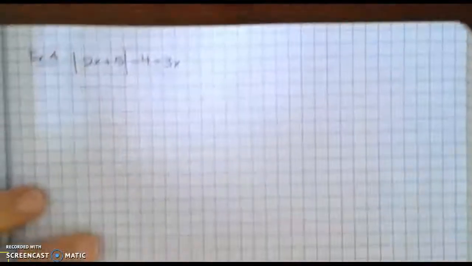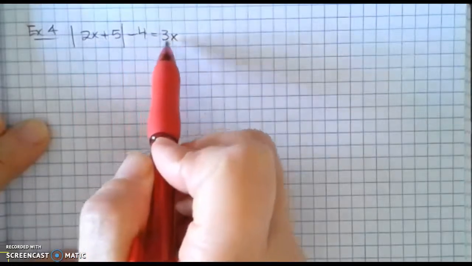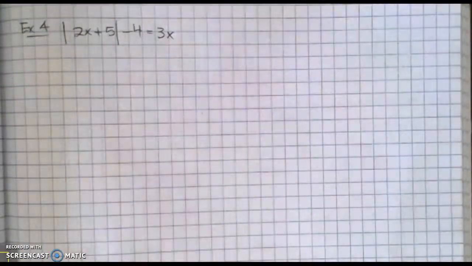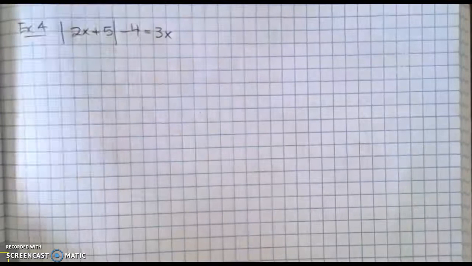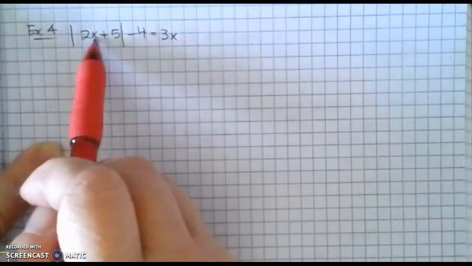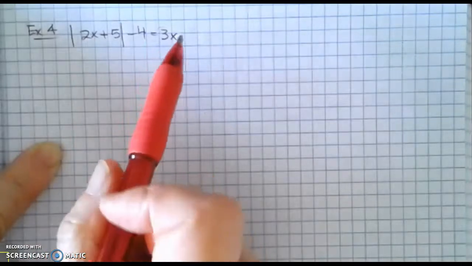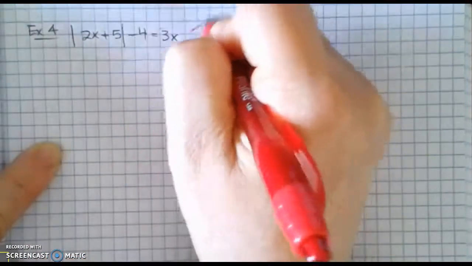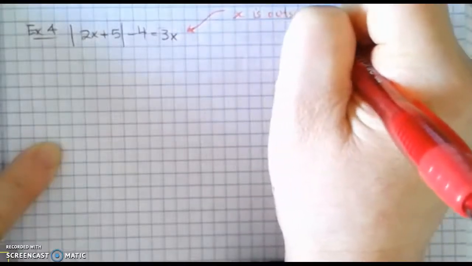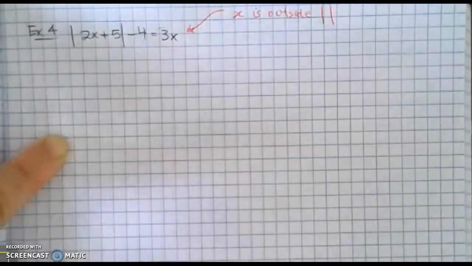Okay, this is the final problem, example 4. You have absolute value of 2x plus 5, minus 4, is equal to 3x. So let's have a look at this problem. What is different about this problem? Well, up to now, the x only occurred inside the absolute value function. It's never occurred outside. So this is something new. So x is outside the absolute value symbol, okay? But it's still the same issues.